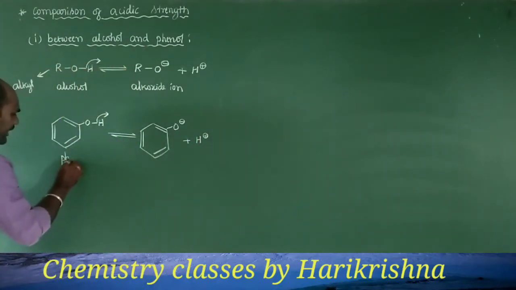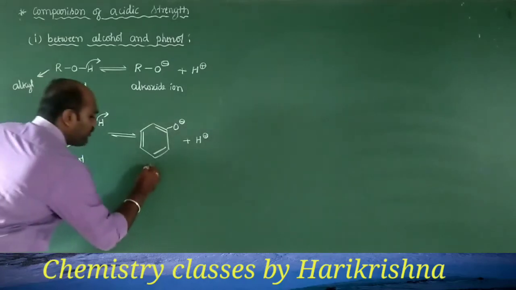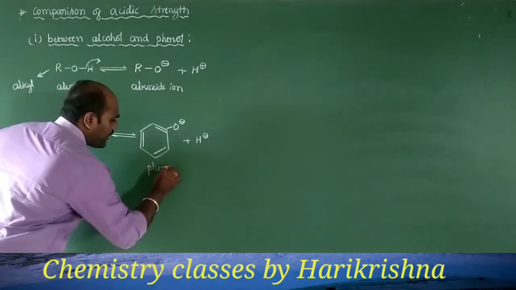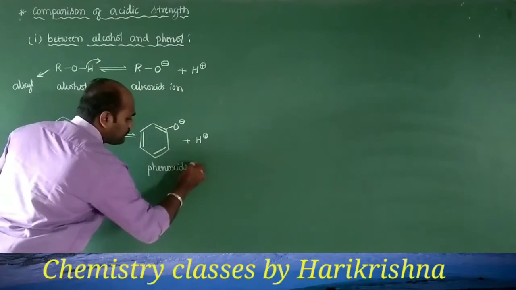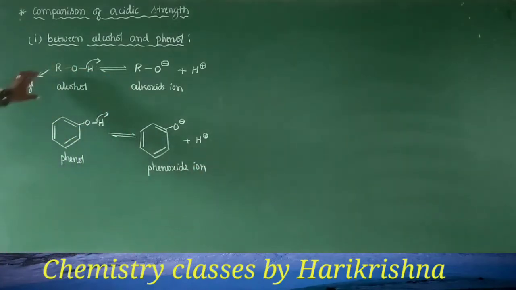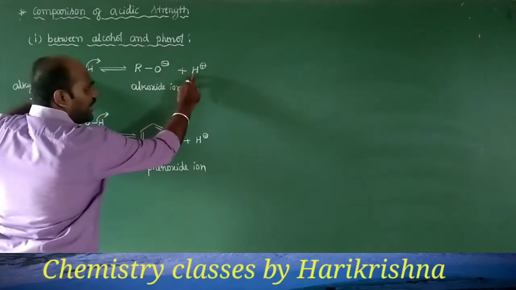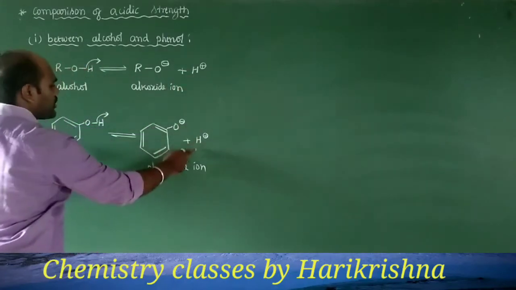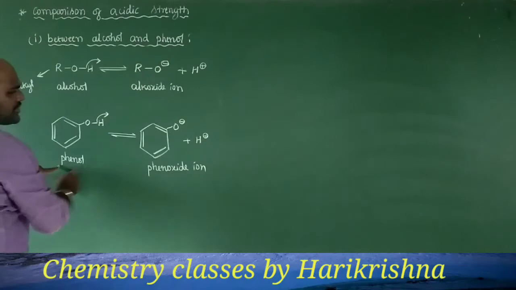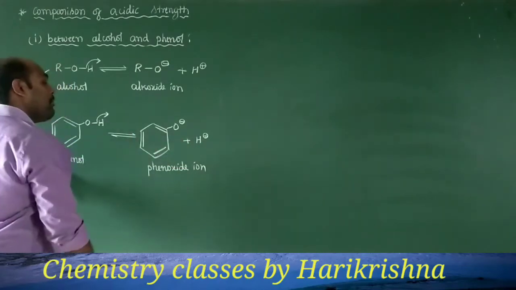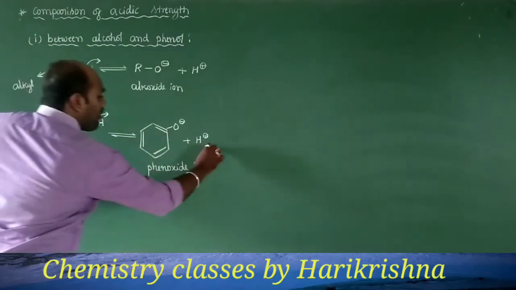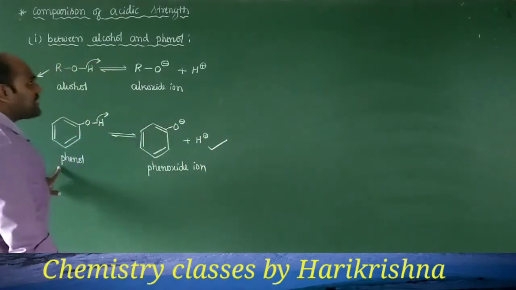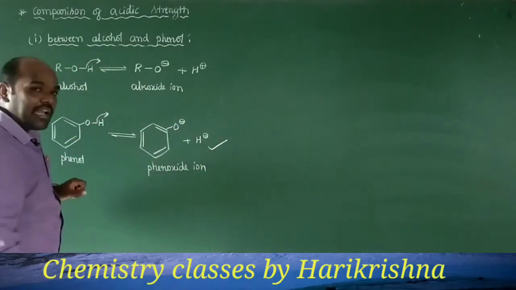So phenol will produce phenoxide ion. Here I have written the dissociation reactions of both alcohol and phenol, and here you can notice in case of alcohol we are observing the elimination of H plus ion, or production of H plus ion, and a similar thing we are observing with respect to phenol also. But comparatively, phenols are more acidic in comparison with alcohols.